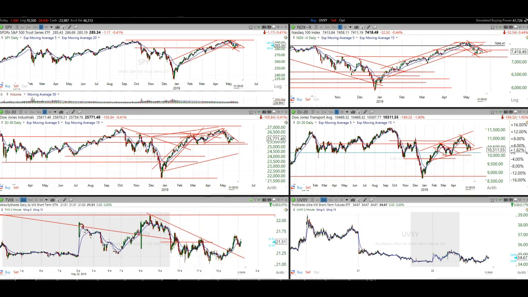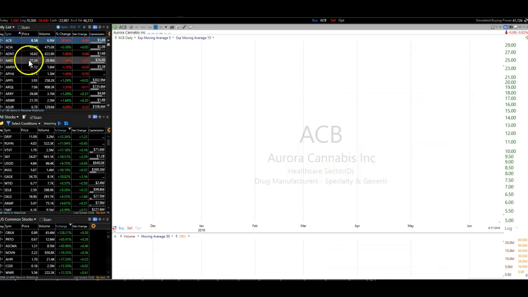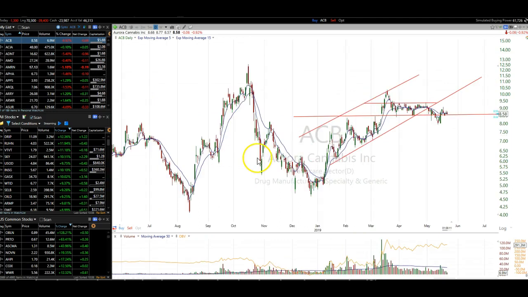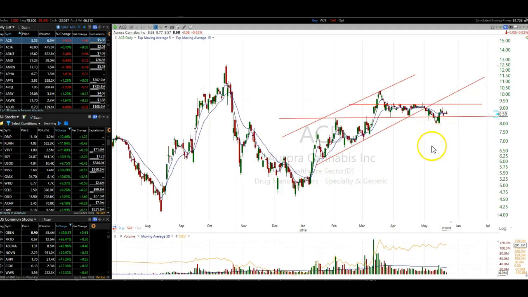Let's see if I can find some more trendless stocks. ACB was in an uptrending channel. Now I guess the trend is sideways. This is a consolidation, so do we call it a trend? I guess we could. This is just basing in here now. So we don't know if this is going to go up or down.